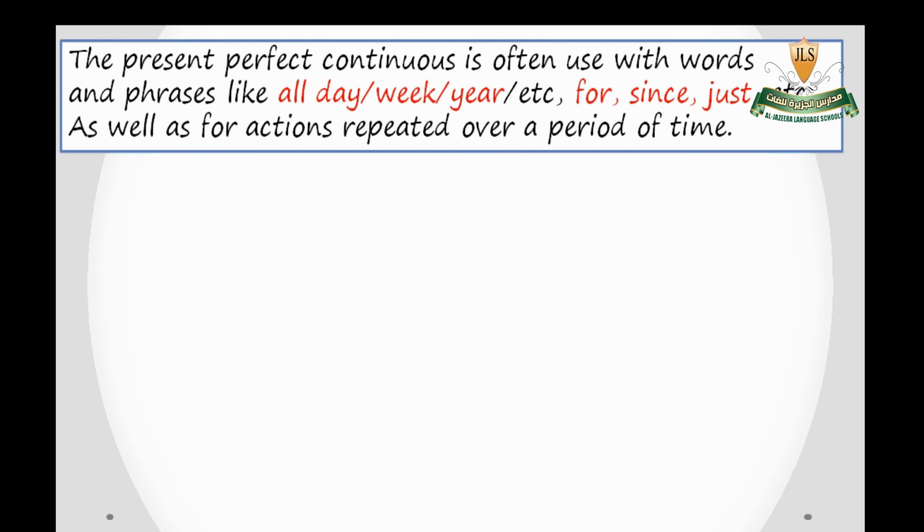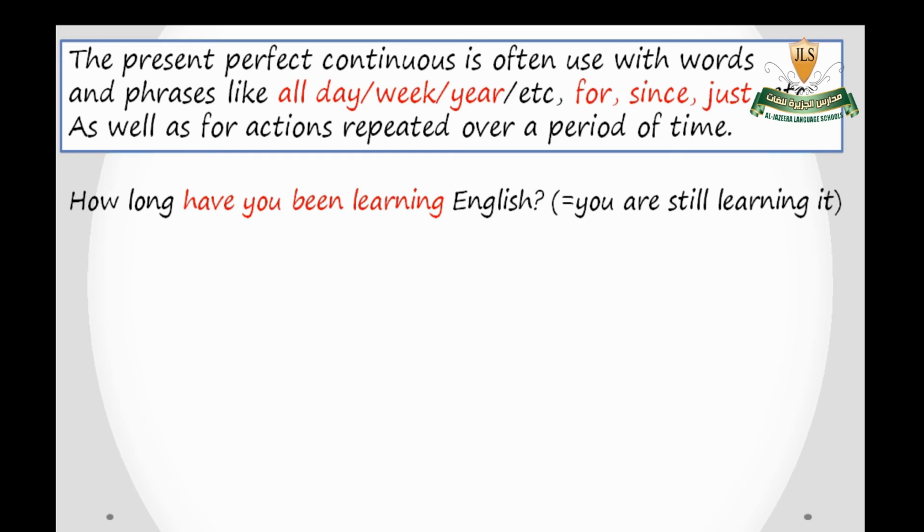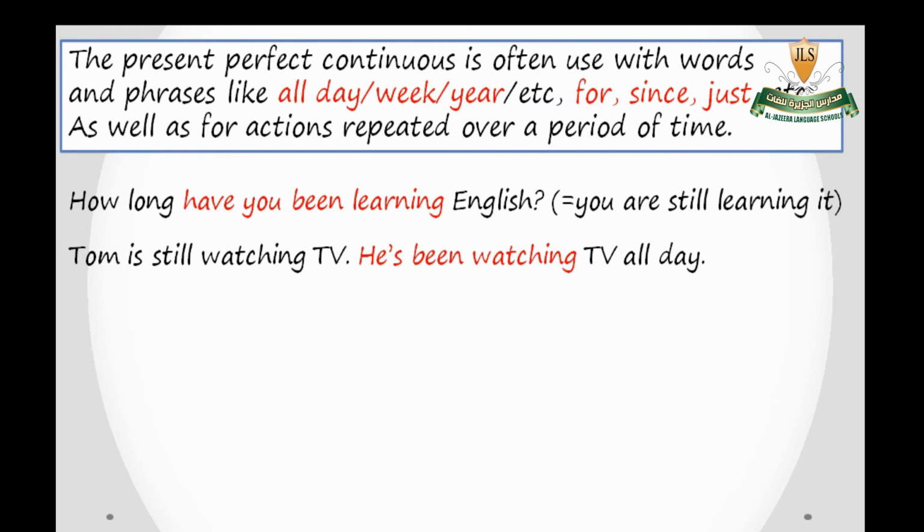The present perfect continuous is often used with words and phrases like all day, all week, all year, etc., and for, since, just, as well as for actions repeated over a period of time. How long have you been learning English? You are still learning it. Yes, I am still learning English. Tom is still watching TV. He has been watching TV all day.